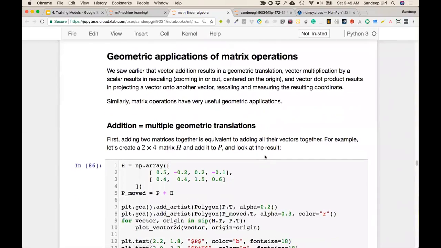Now, we saw earlier that whenever we do vector additions, it results in geometric translation. Vector multiplication by a scalar results in rescaling. Remember, whenever we multiply by a scalar, it basically does zoom in, zoom out, right? And vector product resulted in projecting a vector onto another, rescaling, measuring the resulting coordinate, right? The way most of these operations were helpful in case of vectors, in the same way, those same operations are very helpful in case of matrix also.